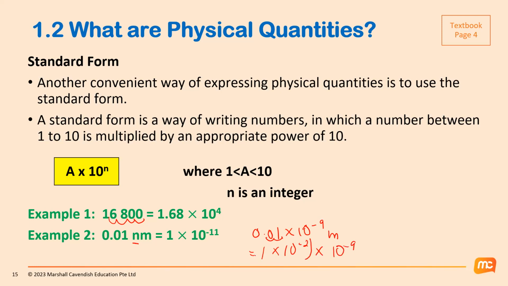So this section is equivalent to this section. 0.01 is actually 1 times 10 to the power minus 2. So I must continue my times 10 to the power minus 9. So I will have 1 times 10 to the power minus 11.